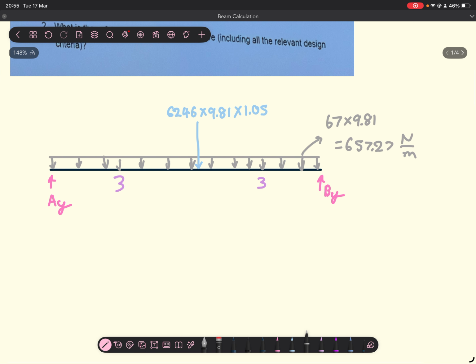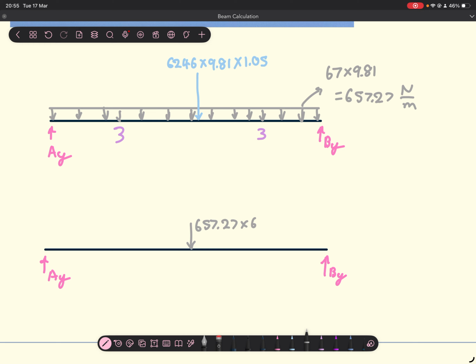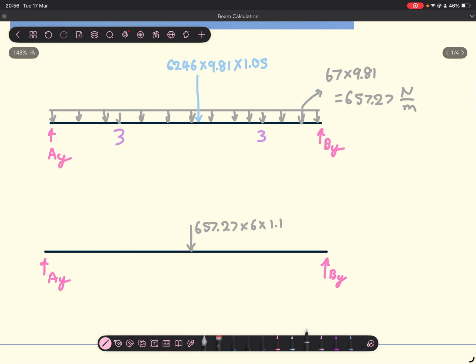And then we can draw another free body diagram showing the simplified loads. So we have the reactions AY, BY, then we're going to simplify our distributed load. We're going to say 657.27 times the length of the beam, which is 6 meters, times our loading factor, which is 10%, and then the weight of the engine is 6246 times 9.81 times 1.05.